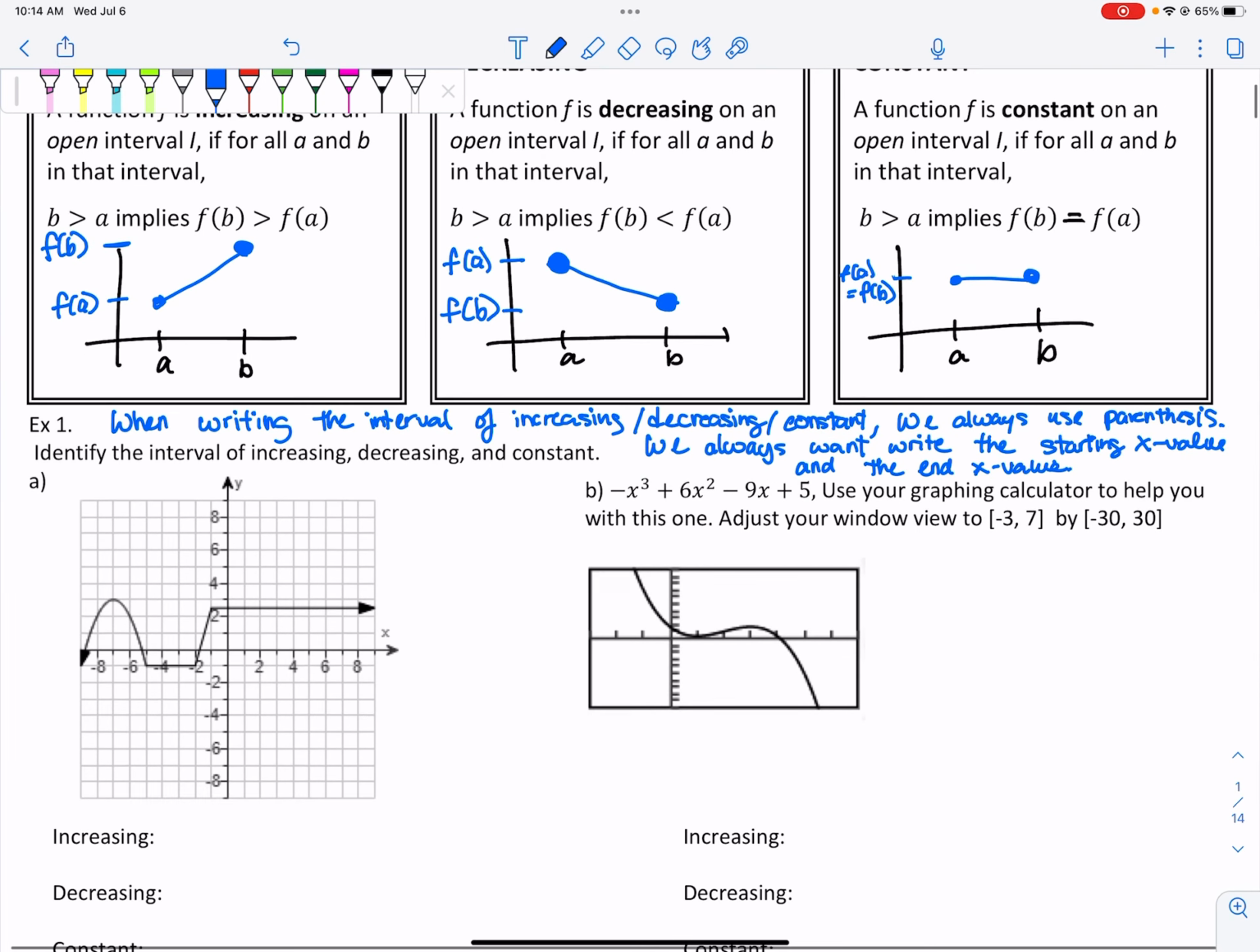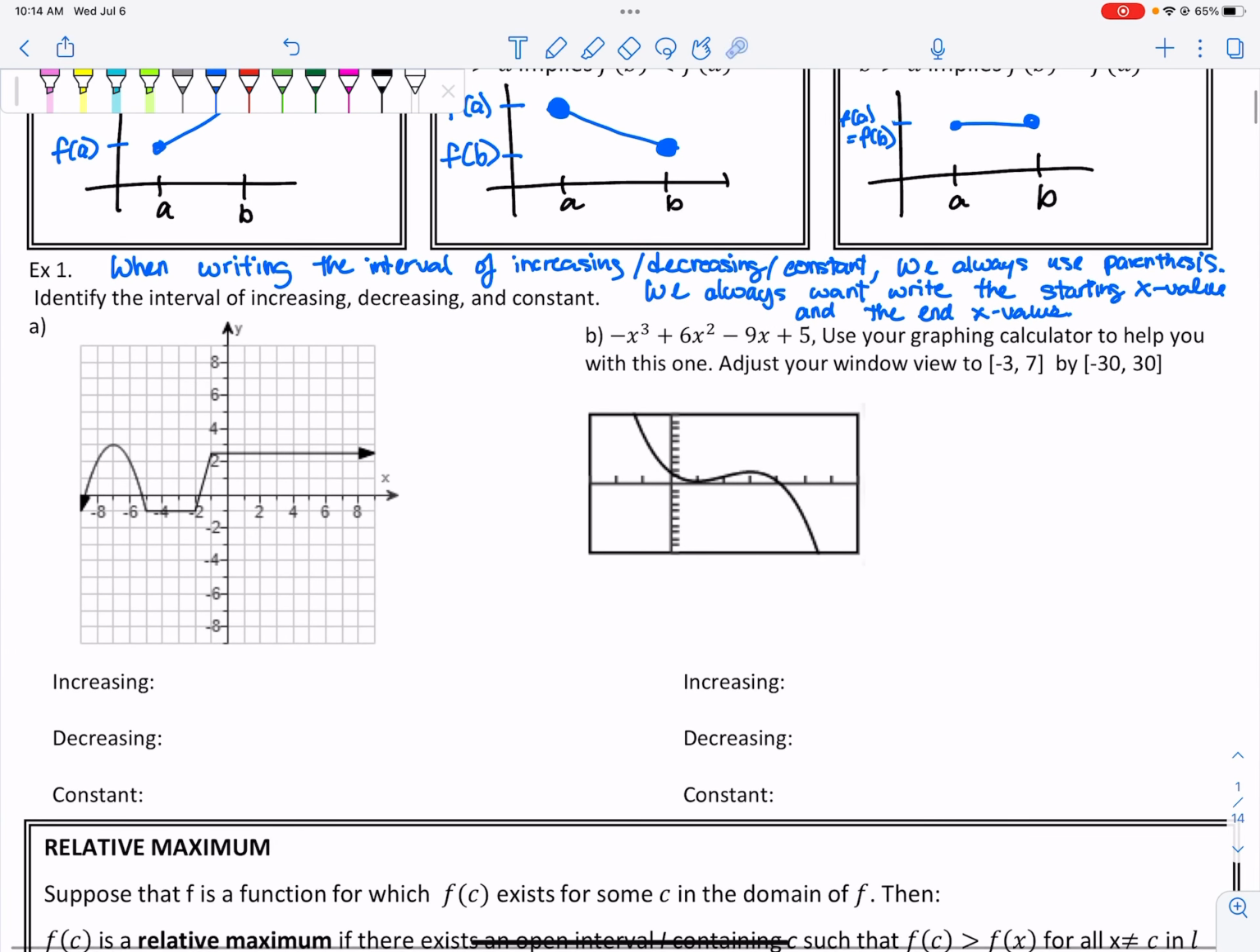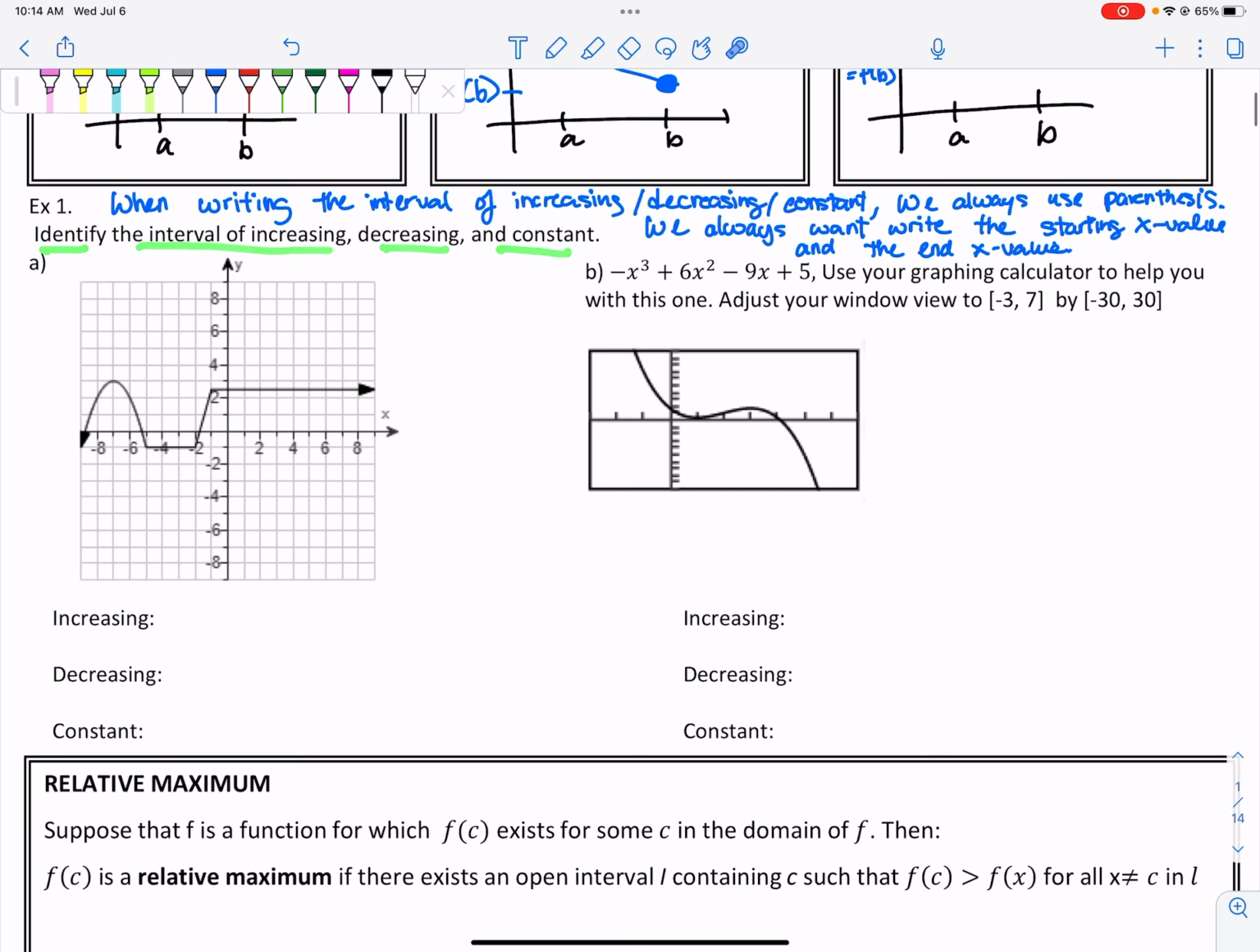Let's take a look at this example 1a. Here we have a graph, and we are to identify the interval of increasing, decreasing, and constant. What will help is to take out a highlighter or a colored pen and highlight where we see the graph increases. So I see there's an increase from left to right going up right there, and also right here.